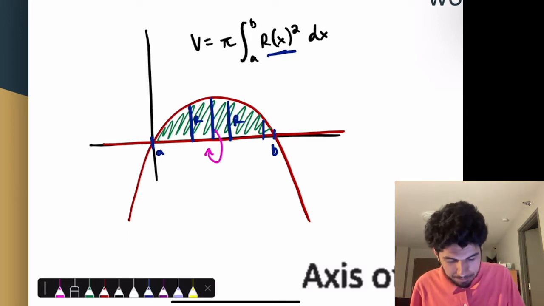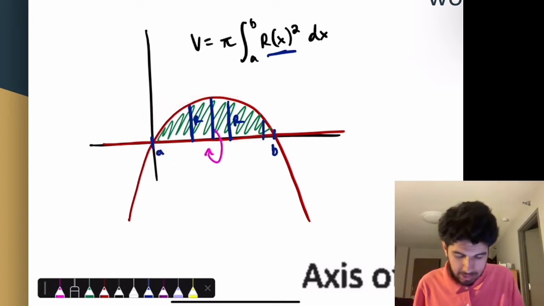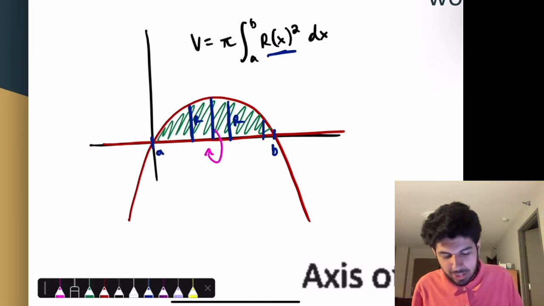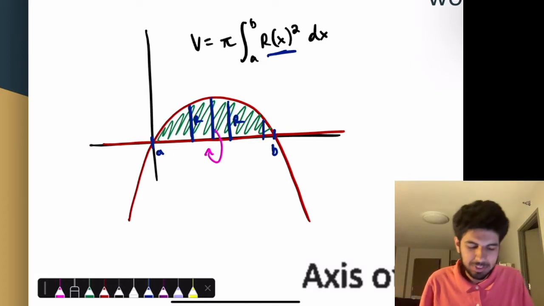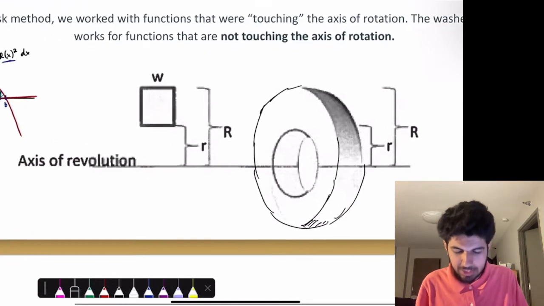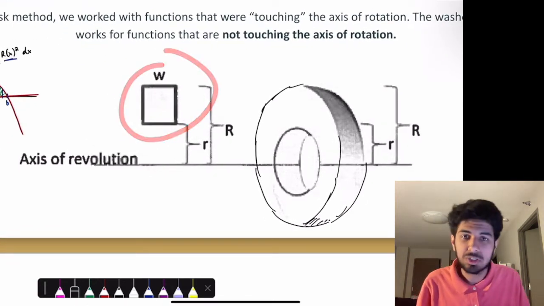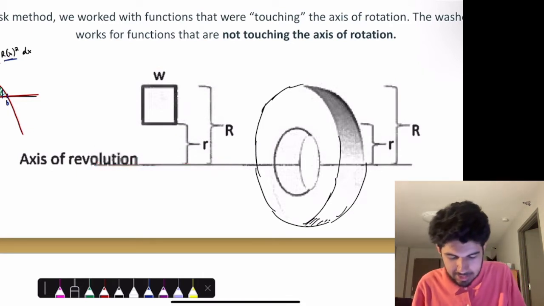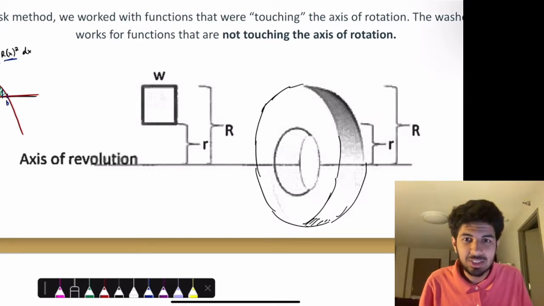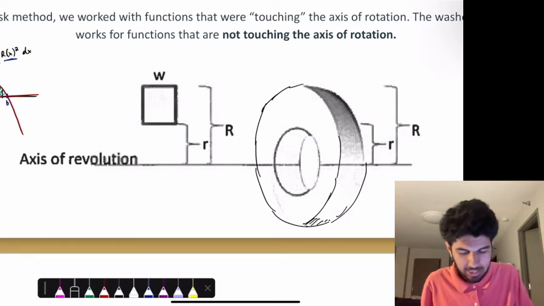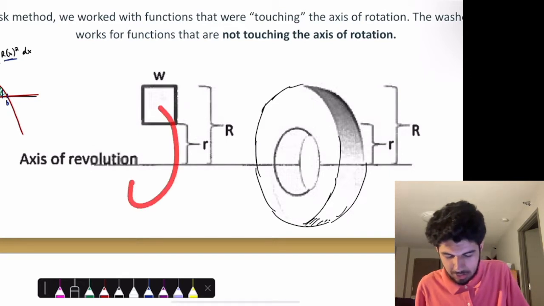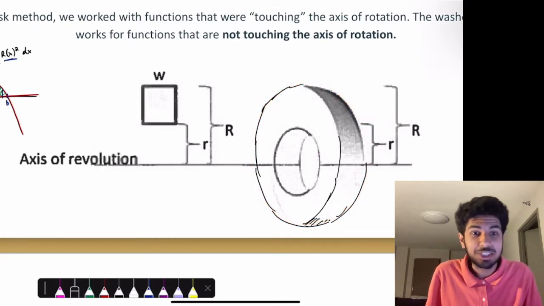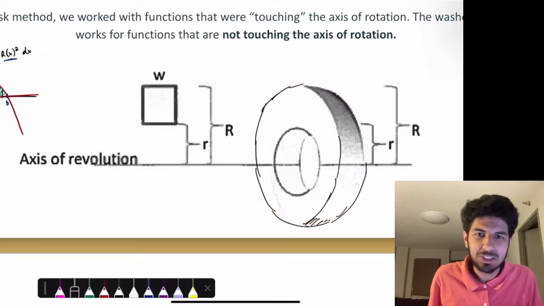But notice how this region is touching the x-axis, where we rotated. When it comes to the washer method, that's not always the case. Suppose this is the region we want to revolve, and this is our axis of revolution. It's not quite touching it, so we're going to have to use the washer method instead. The resulting figure, when you revolve this square around the axis, is a washer shape. I guess that's how the name was derived.